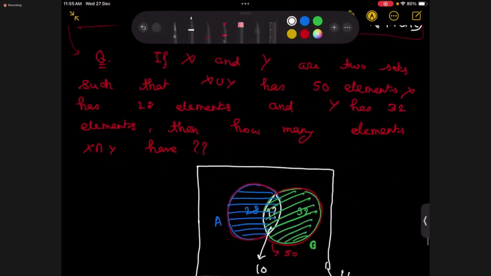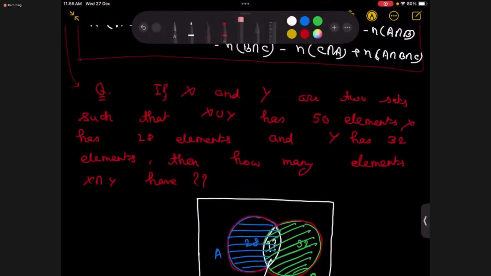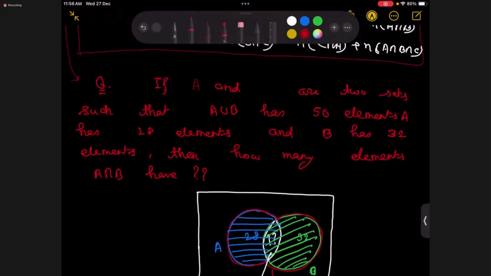Okay, so I have discussed A and B, but it is X and Y. So we are going to replace this question by A and B. Here A union B, A, B, and A intersection B. Then it is clear. We were given the question in the XY form, and we discussed it in the AB form. Sorry for that, and now that we have changed the statement, it is clear.